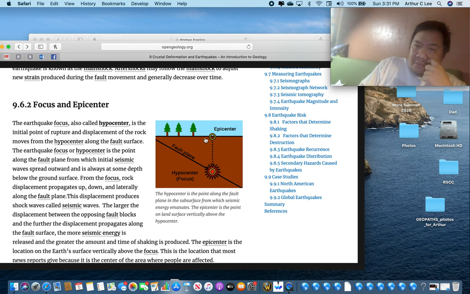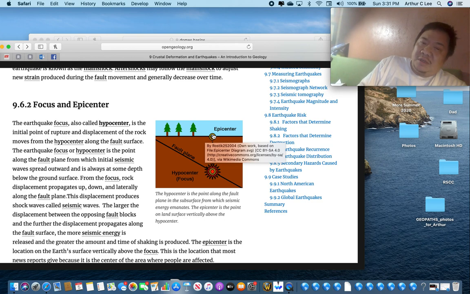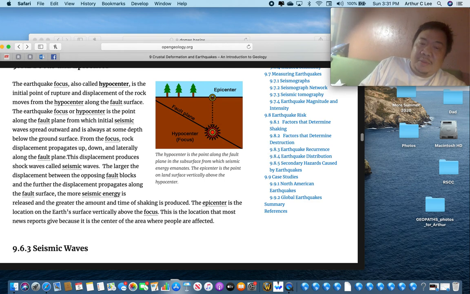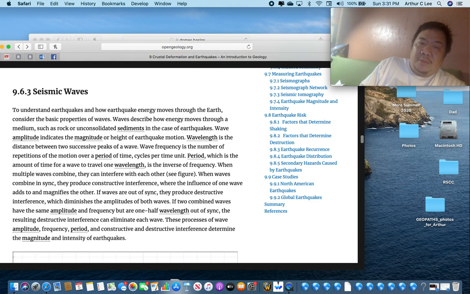Usually, the most damage to buildings occurs when you're at the epicenter. And as you go away from the epicenter, you have less damage to buildings. And that's real important to remember, because as Californians say, it's not earthquakes that kill people, it's buildings that kill people. When buildings collapse, that's when most people get killed.